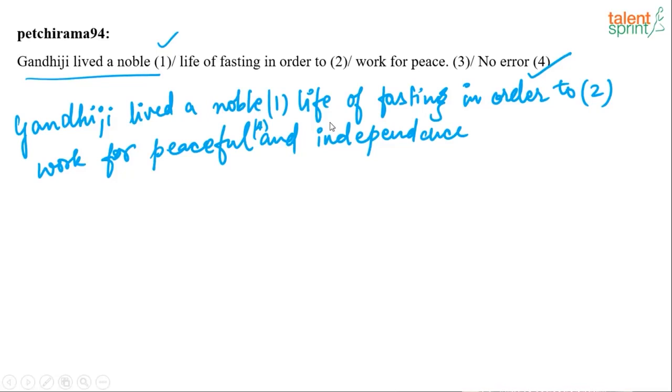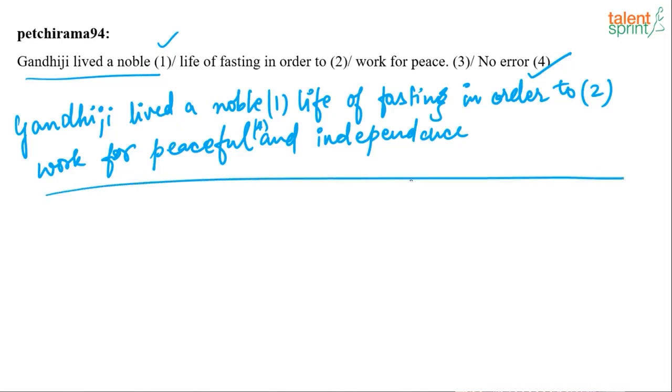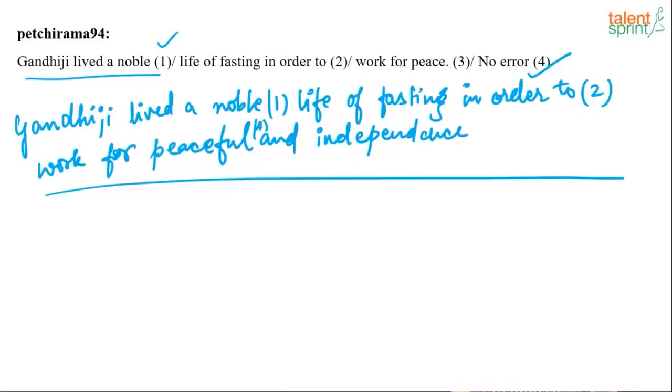So, can you tell me the error over here if the same sentence is formed in this manner? Where is the error? Gandhiji lived a noble life of fasting in order to work for peaceful and independence. Okay, so where is the error, guys? Forget about what Sheetal had to say. I have already clarified what Sheetal has questioned. Now get back to the question that is posted over here. Where is the error and what is the error? What sort of error it is? What should we replace it with?